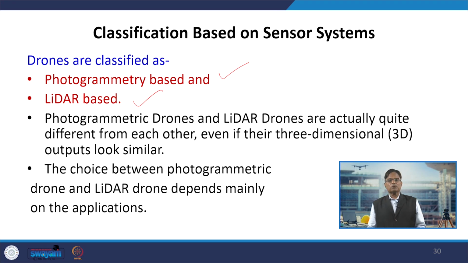Photogrammetric drones and LiDAR drones are actually quite different from each other, because the nature of data which is collected is different. Even if we get the same output at the end, a three-dimensional model, the model may look similar, but the nature of data collected by the two sensors is different. So, we have to make a choice sometimes between the photogrammetric drone and the LiDAR drone, and it depends upon our application, whether we want the photographic data or the point cloud data at the end.